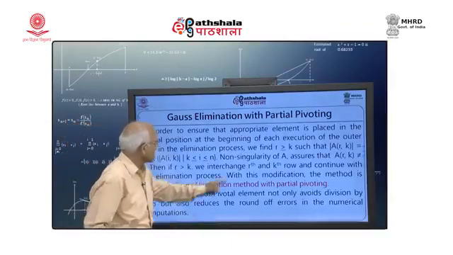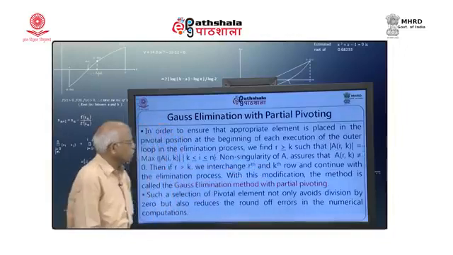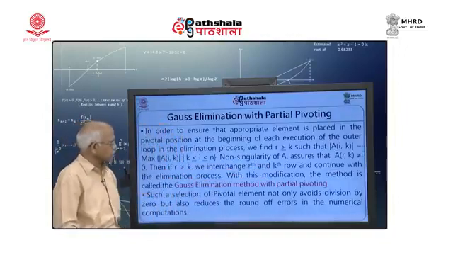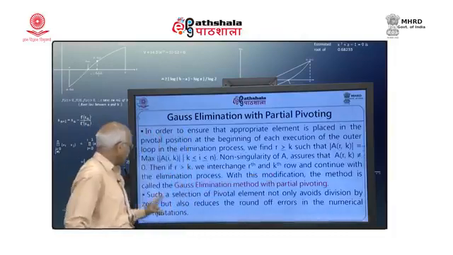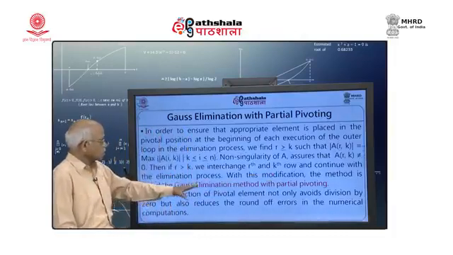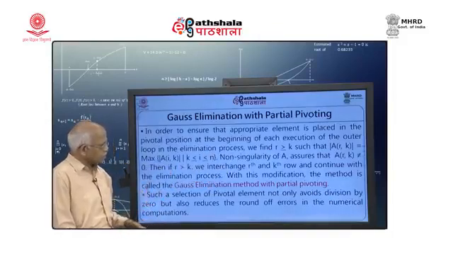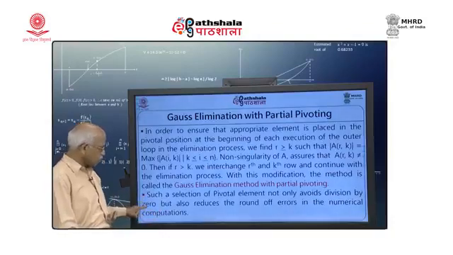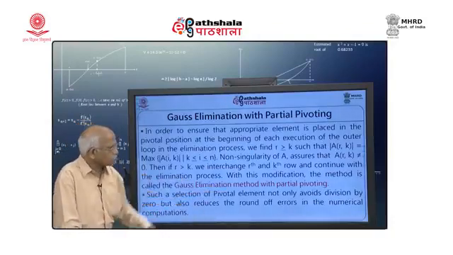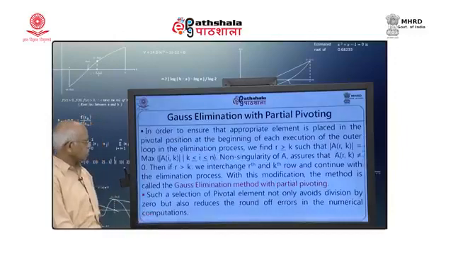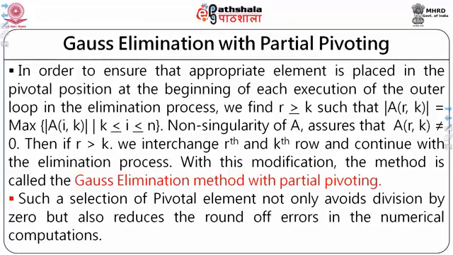So, interchanging the rth and kth rows and continuing with the elimination process with this modification, the method is called the Gauss elimination method with partial pivoting. Such a selection of pivotal element not only avoids division by 0, but also reduces the round-off errors in the numerical computation. Why? Because we are not just taking a non-zero value, we are taking the maximum value in that column and interchanging it, and therefore round-off errors also will be reduced.